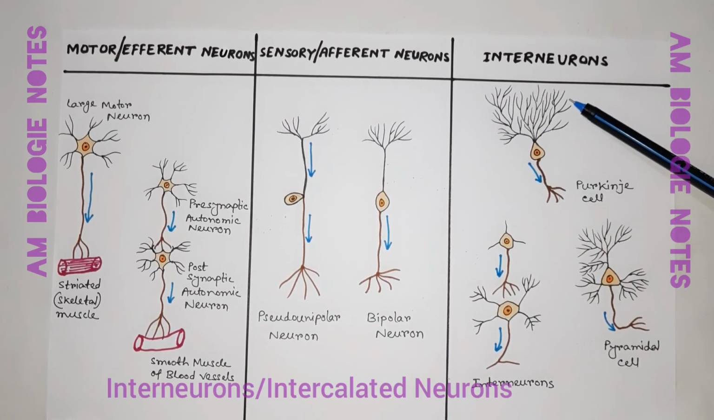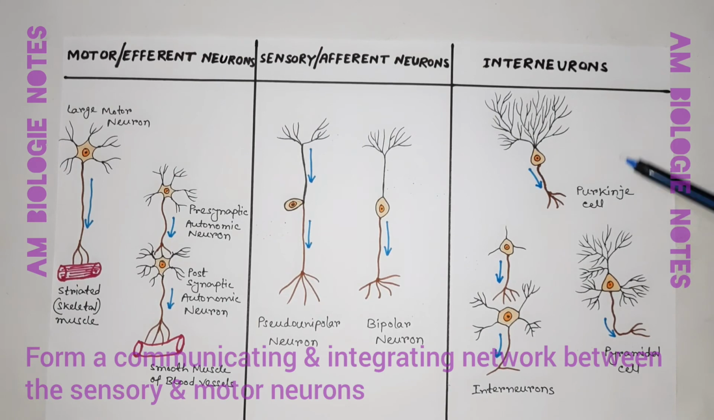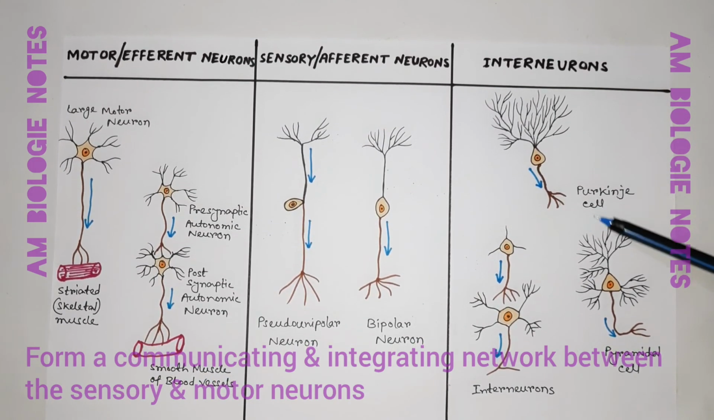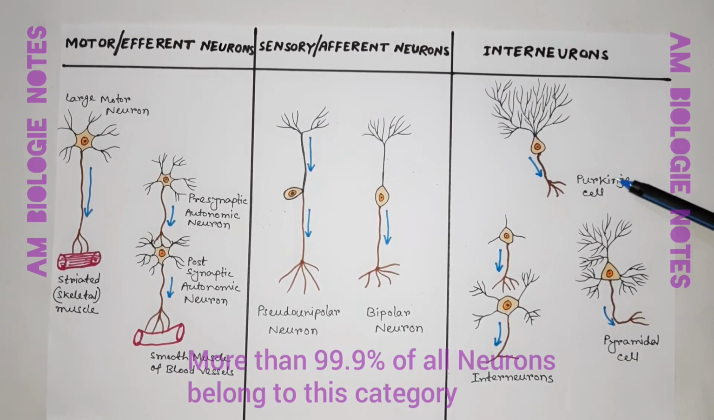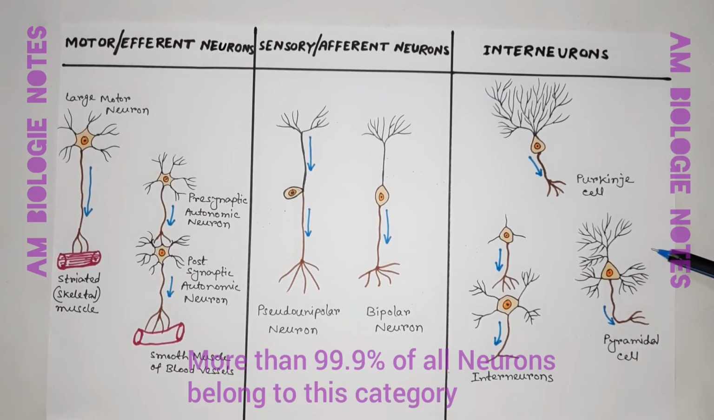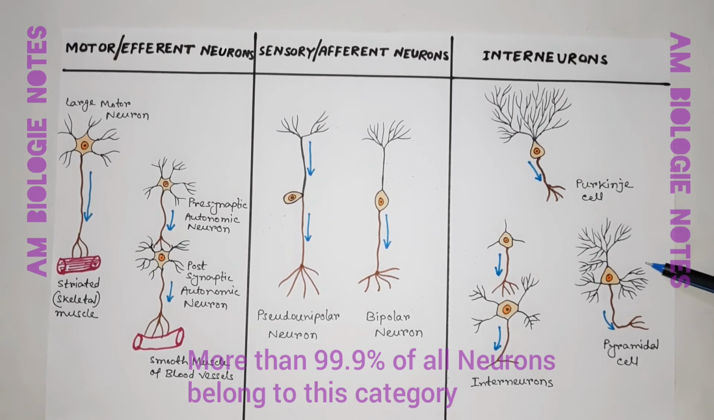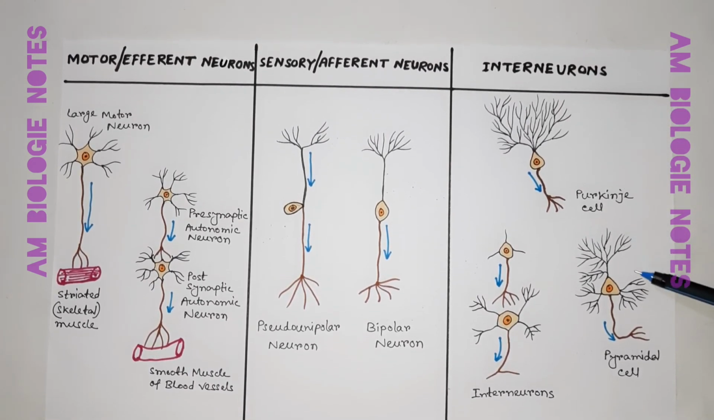Interneurons. They are also called intercalated neurons. They form a communicating and integrating network between the sensory and motor neurons. It is estimated that more than 99.9% of all neurons belong to this integrating network. Interneurons are either multipolar or anaxonic.